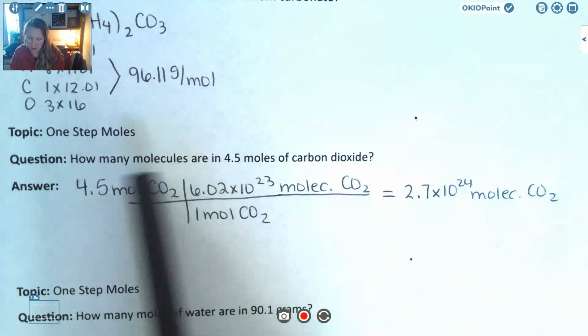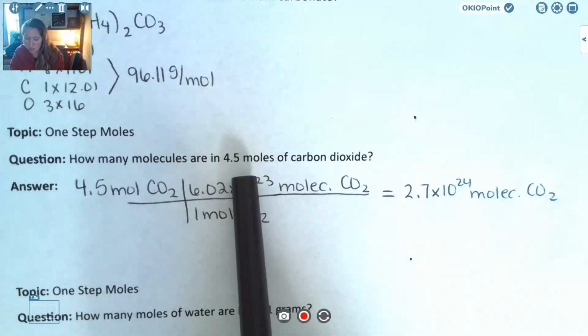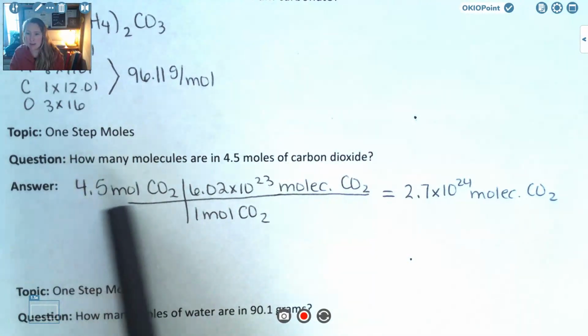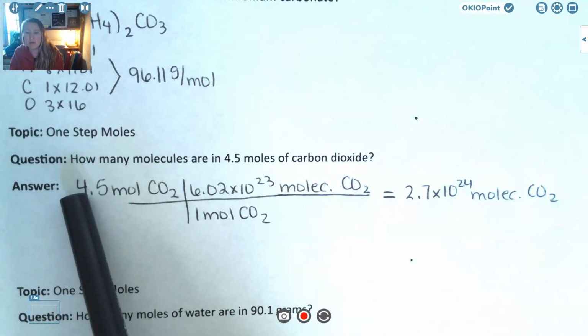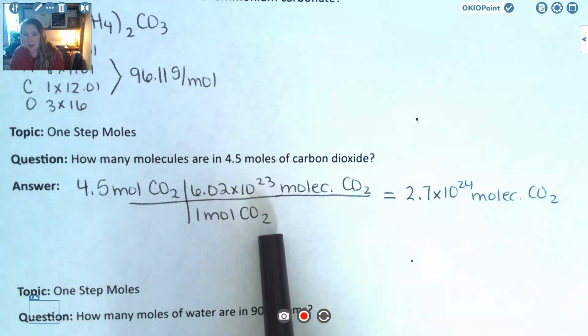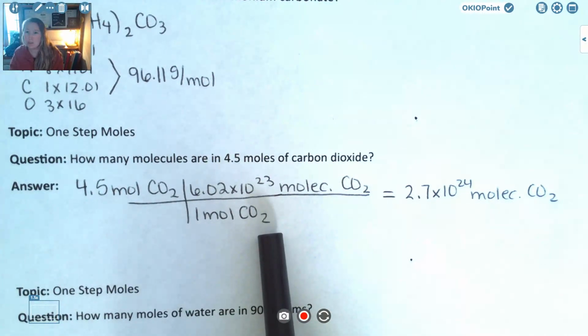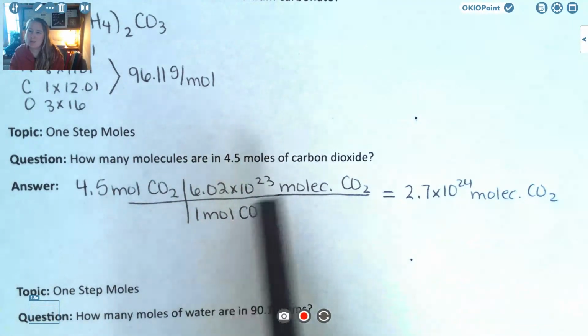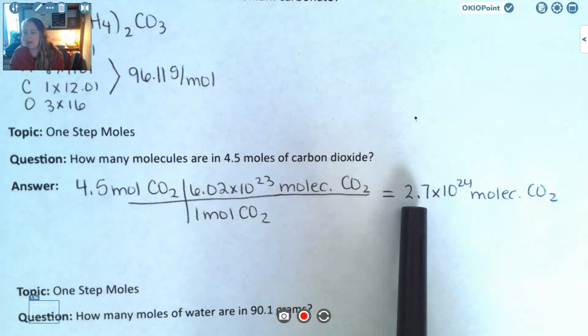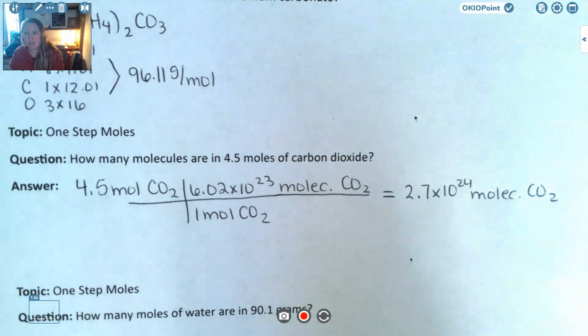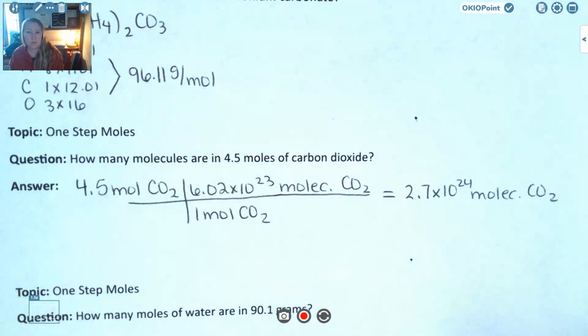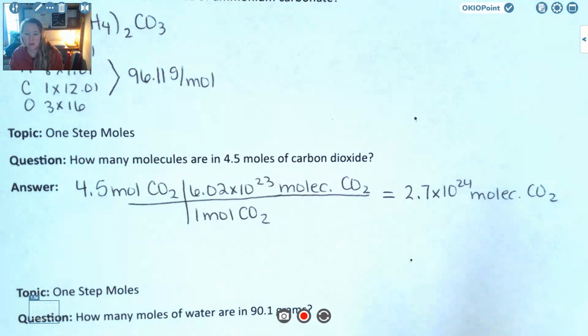So we're going from how many molecules are in 4.5 moles of carbon dioxide. Again, I always tell them, you write down the number given to you. We take our units, we drop them like they're hot. I reference the Snoop Dogg song. We don't play it because it's not appropriate for school, but it makes them chuckle. And then we convert to our molecules, and we multiply across the top and divide by the bottom to get our answer. So that's just one-step moles, because at this point, that's all that they've learned.